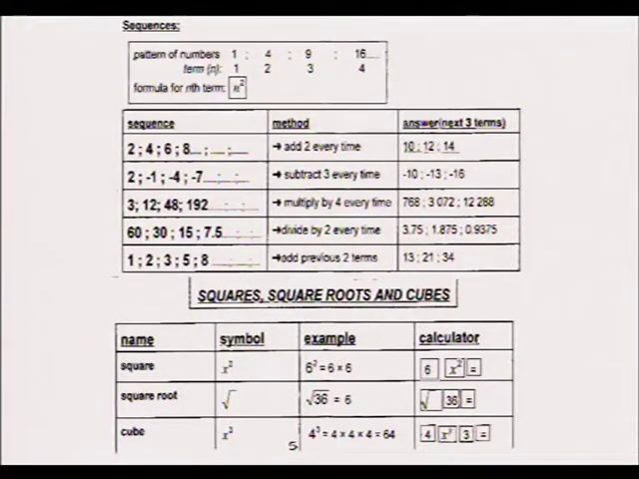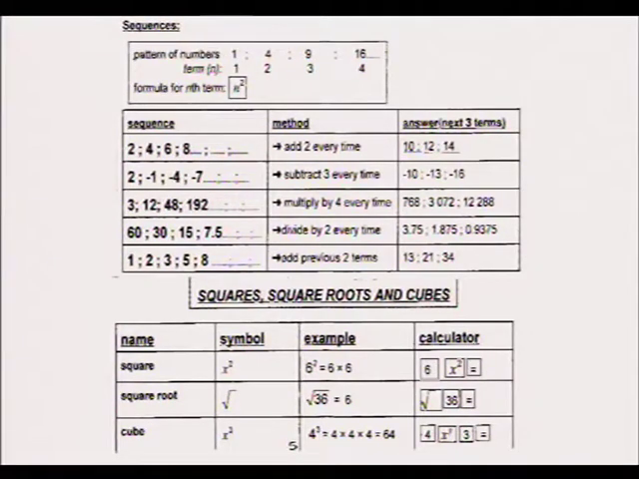The sequences, that's a pattern of numbers. 1, 4, 9, 16. So there we see the term n: 1, 2, 3, 4. So the formula for the nth term is n squared. So we say 1 squared is 1 times 1 is 1 at the top. 2 times 2, which is 4. 3 times 3, which is 9. And 4 times 4, which is 16. There you see the sequences.